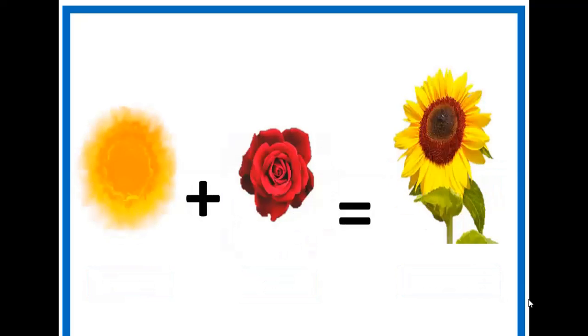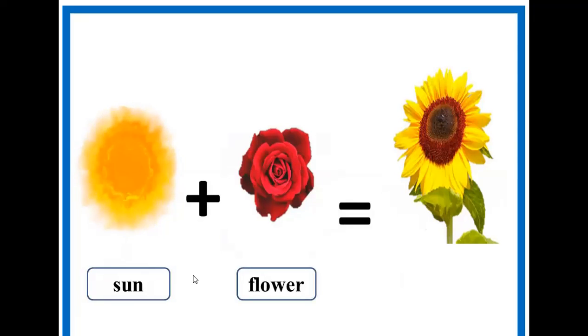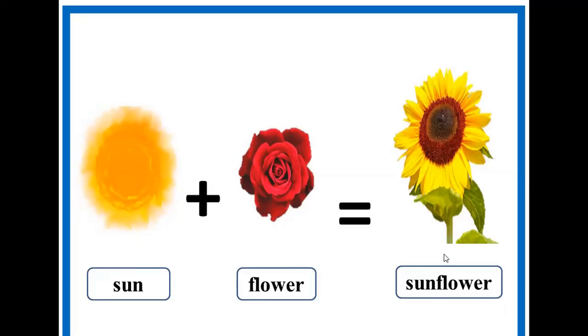Our next example is sun plus flower. It becomes sunflower. So, by joining the words sun and flower, we get the word sunflower. And when we put them together, remember children, do not leave any space because here we have framed a new word. So the word sunflower is the compound word here.